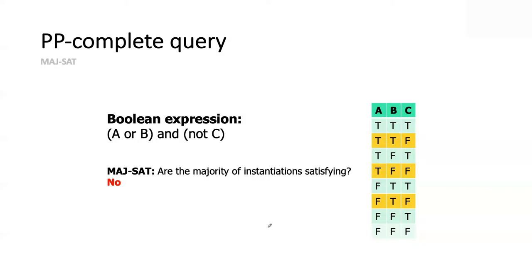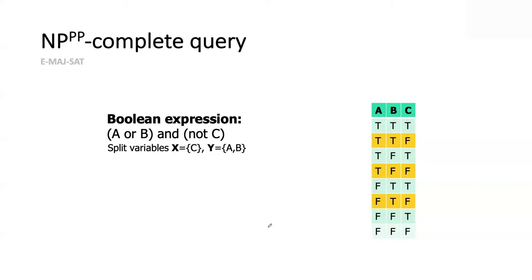And you'll see in those 2 classes, I need, in addition to a Boolean formula, an additional input where you, as a user, split the variables into 2 sets. Okay, so now we're talking about this class or this problem known as E-MAJ-SAT, which is the prototypical problem for this. So what's going on here? What's the problem now that I give you a Boolean formula and a split of the variables? Let me write the question and then we'll explain it.